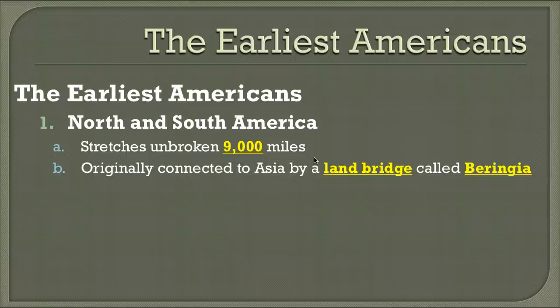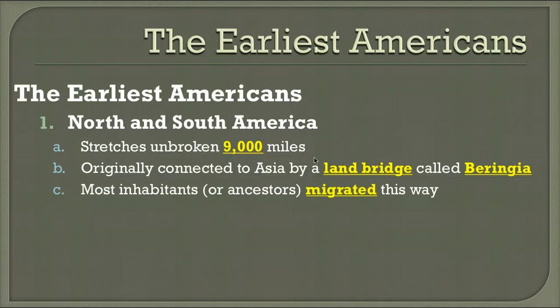So North and South America was originally connected to Asia by a land bridge called Beringia, and I will show you where this is on the map. But basically, we were connected, and still are, to Asia. It's just the problem is the piece of land called Beringia is no longer there. It's covered by water now. So we think, based on evidence, based on artifacts found, that most of the inhabitants or ancestors of Native Americans migrated to the Americas this way by crossing this land bridge, again called Beringia.